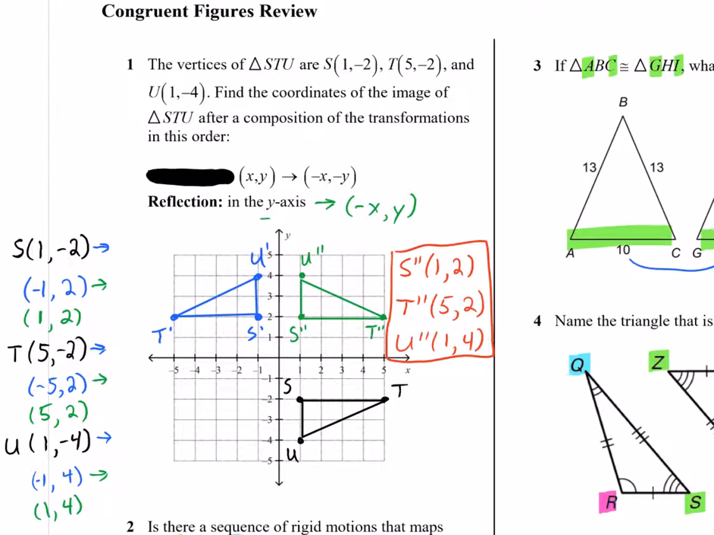Now, again, this is actually wanting the coordinates for it, so just graphing the picture is not going to be enough. We need to actually give the coordinates. Since I did 2 different transformations to get to where I'm going, this is not going to just be a prime, this has to be a double prime. So S is at 1, 2. T is at 5, 2, and U is at 1, 4. And again, since those are all after 2 transformations, they have to be double prime.